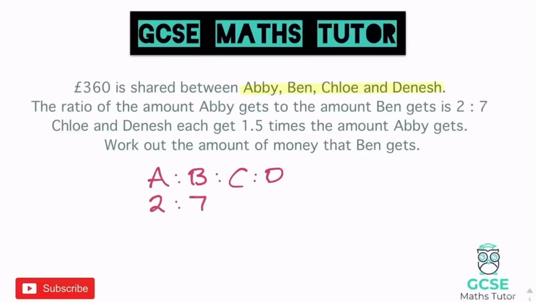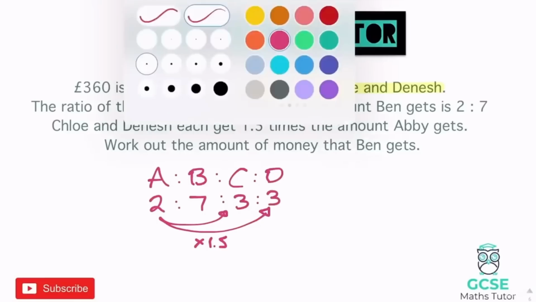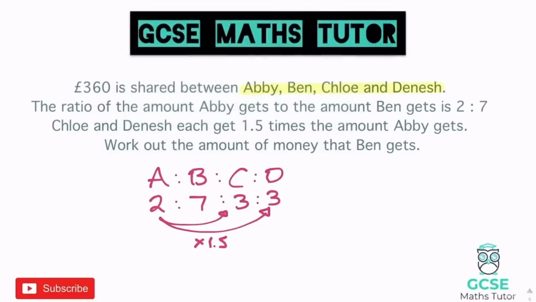And it says Chloe and Dinesh each get 1.5 times the amount that Abby gets. So both of these people here are both getting the same amount. They're both getting times 1.5 the amount that Abby gets. And 2 times 1.5 is nice and easy for us to work out. Half of 2 is 1, added on gives us 3 for both of them. And there we go. And then all we've got to do is split it in a ratio just in the same way that we have done before.